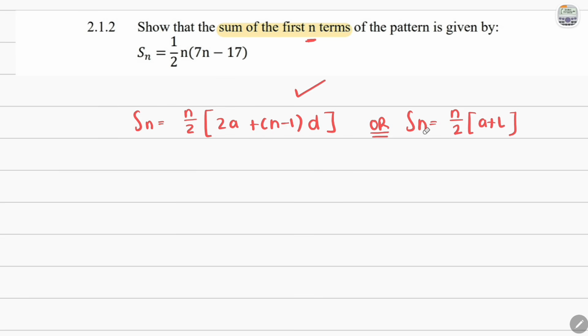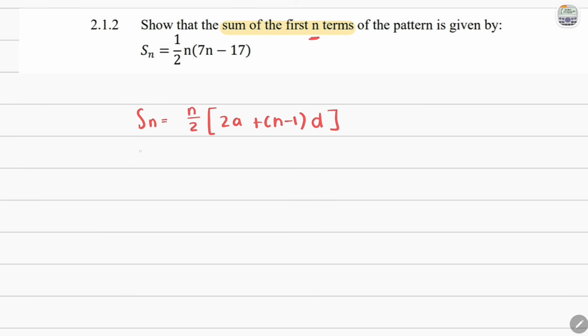Okay, because we're still going to get to this point. If you say first term plus last term, well, the last term is a plus n minus 1 times d. So it's still going to be the exact same thing. So let's go ahead and use this formula. So we're saying Sn is equal to, we still have n over 2 because we're trying to find the sum of the first n terms.